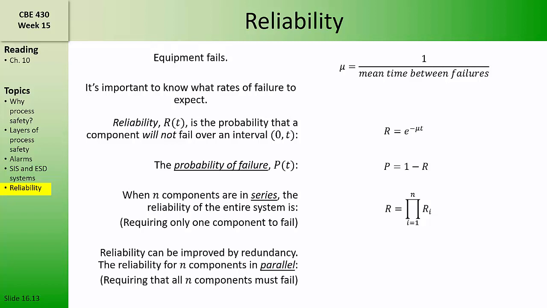However, reliability can be improved by redundancy. The reliability for n components in parallel is 1 minus the product of 1 minus r. In order for a redundant system to fail, all of the components have to fail, because each redundant element can perform the same function as the other elements that it is in parallel with.